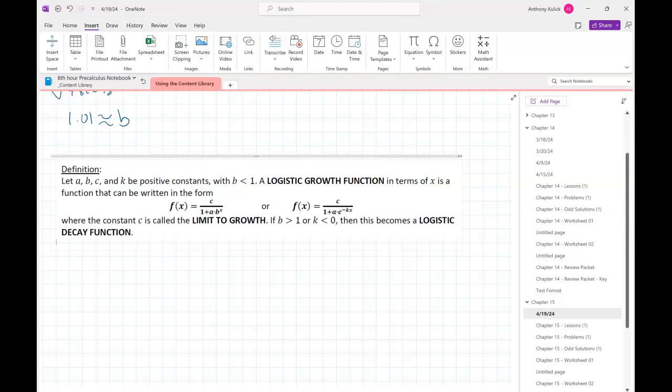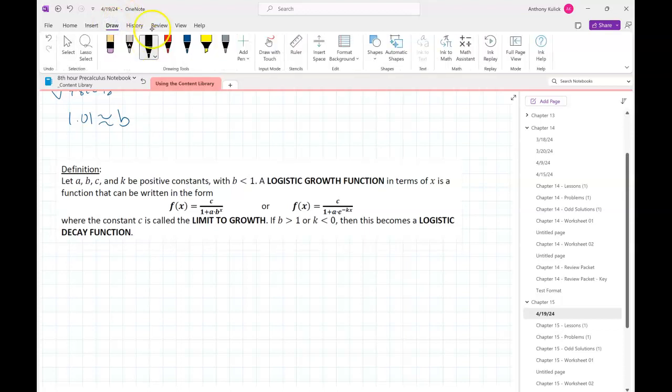So a better representation often for things like this is called a logistic model. So a logistic model is of the form f of x equals c over 1 plus a times b to the x, or c over 1 plus a e to the negative kx.